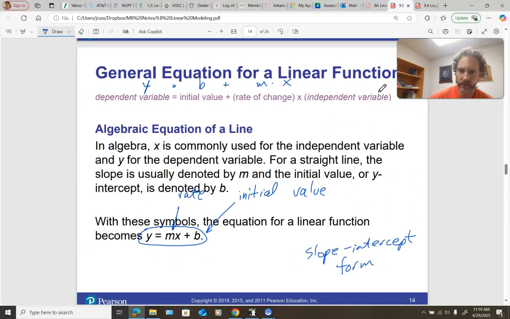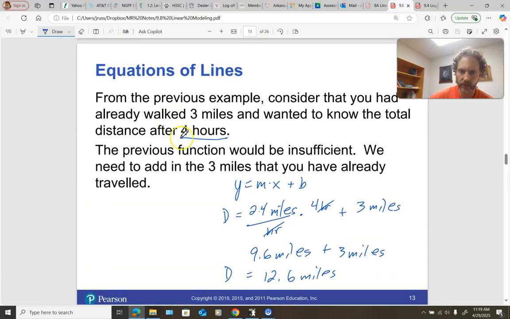Alright, now back to this one. In the context of this problem, your y-intercept would start at 3. That would be your first point on the y-axis. And then your line would have a slope of 2.4. Okay? So it would rise 2.4 and it would run 1. Because that's the rate of change.